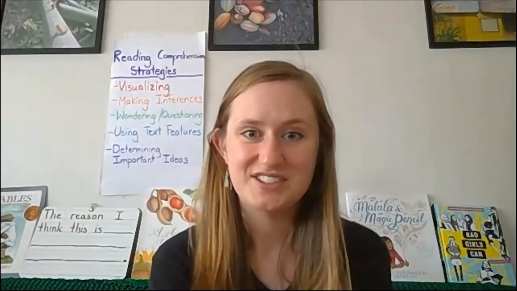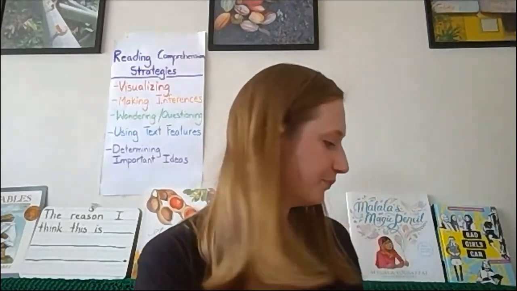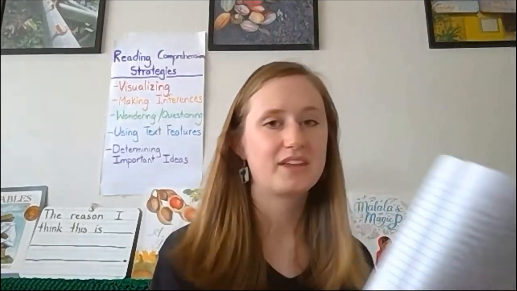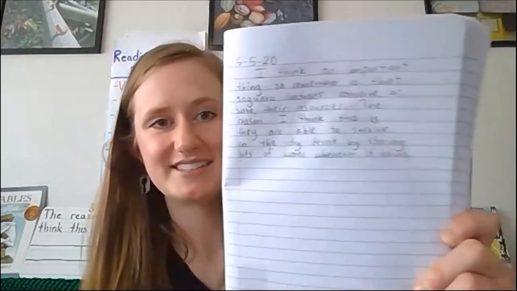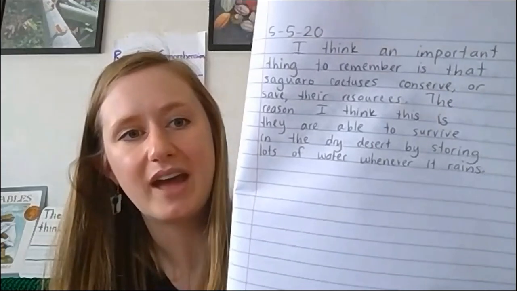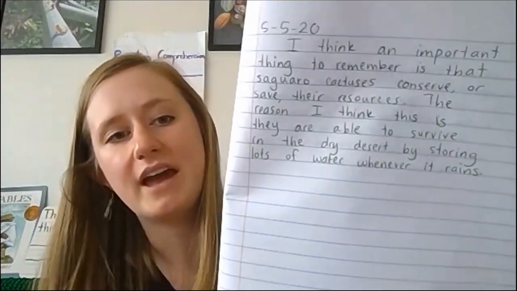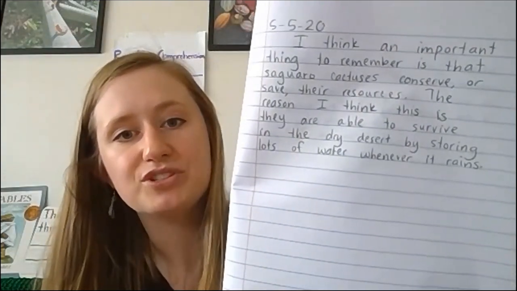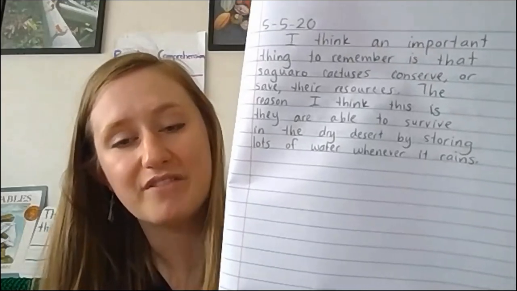Now that you've had a chance to think and to turn and talk, I invite you to please write about what you think an important idea or two are in this passage. As a reminder, here's my example that I wrote about saguaro cactuses. I wrote, "I think an important thing to remember is that saguaro cactuses conserve, or save, their resources. The reason I think this is, they are able to survive in the dry desert by storing lots of water whenever it rains."